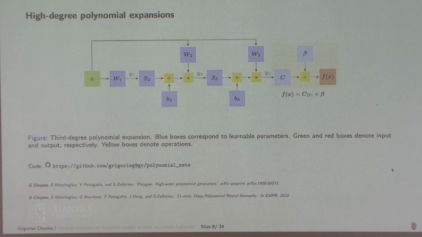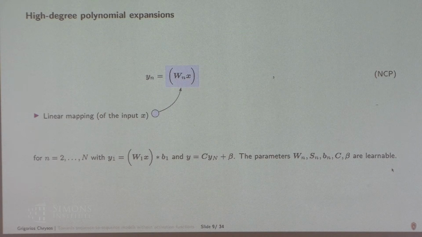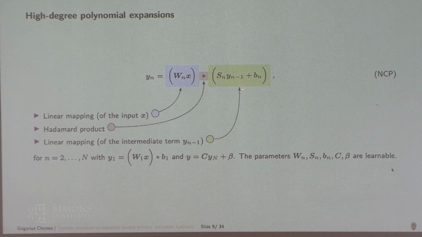I promised though high degree expansions, and third degree barely registers as high degree, right? So the question is, does this generalize? And the short answer is yes. There is nothing specific that I shared before that doesn't generalize. So essentially, if we have a linear transformation Wn of x and a linear transformation of the previous intermediate term, and we take the Hadamard product of the two, we can construct a new intermediate term yn. And if we repeat this intermediate term several times, where y1 is trivially initialized like this or any other way, we obtain a higher degree polynomial expansion.